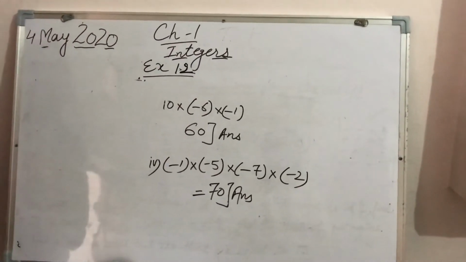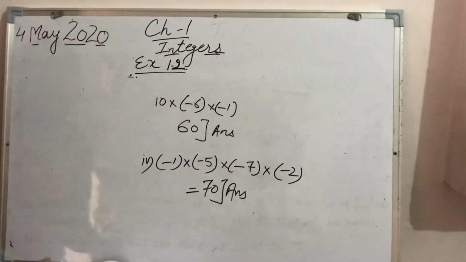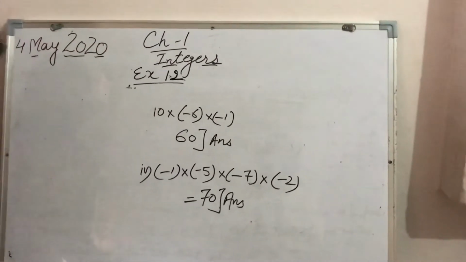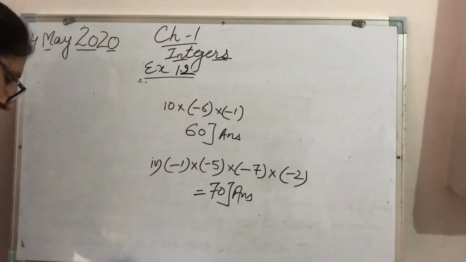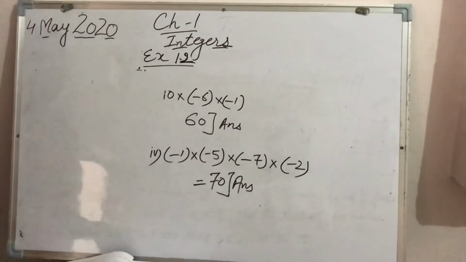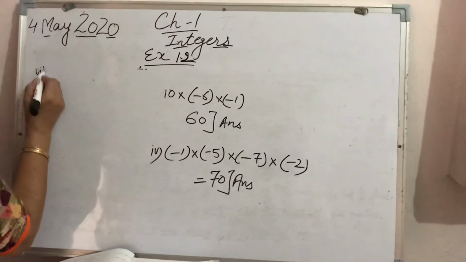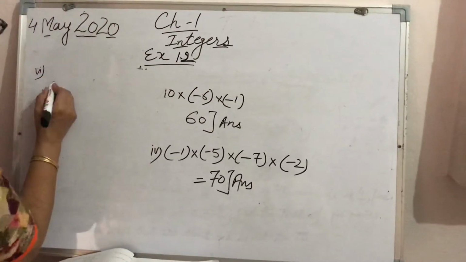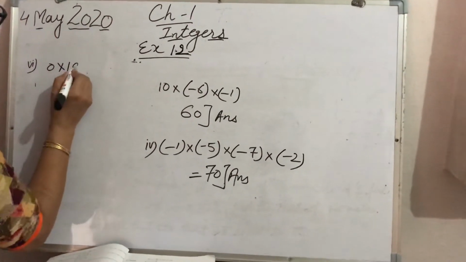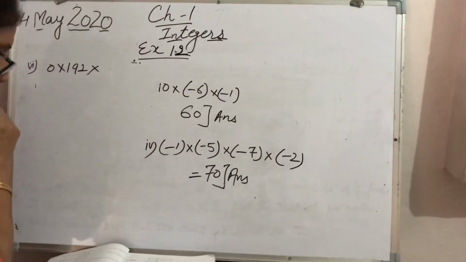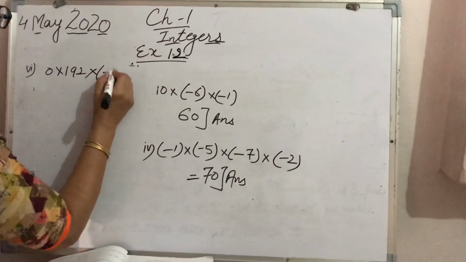Next part of the same question, 6 multiplied by minus 5 multiplied by minus 5 multiplied by minus 2. You can do it yourself. And the sixth part, simple, just change, 0 multiplied by 192 multiplied by minus 32.